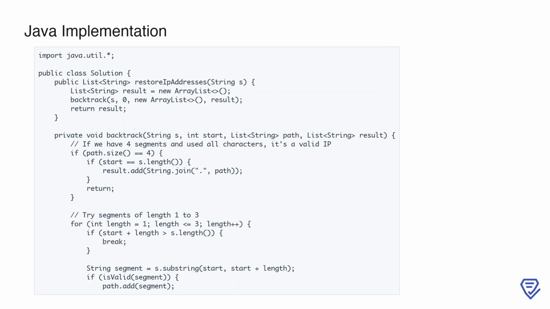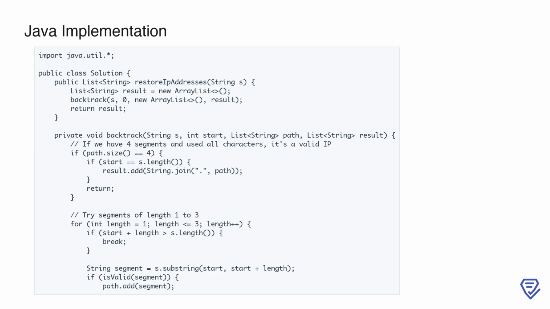Here, we start implementing the solution for restoring valid IP addresses by defining the Restore IP Addresses method. This method takes a string S as input and returns a list of valid IP addresses. To achieve this, we initialize an empty list called result to store the valid IPs and call a helper method named backtrack. The backtrack method handles the recursive exploration of all possible segmentations of the input string. It takes 4 parameters: the input string S, the current starting index start, a temporary list path to store the current segments being built, and the result list to collect valid IPs.